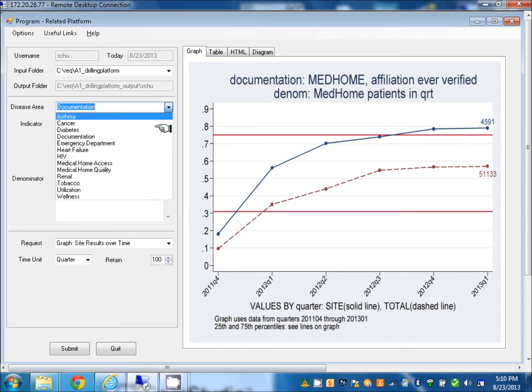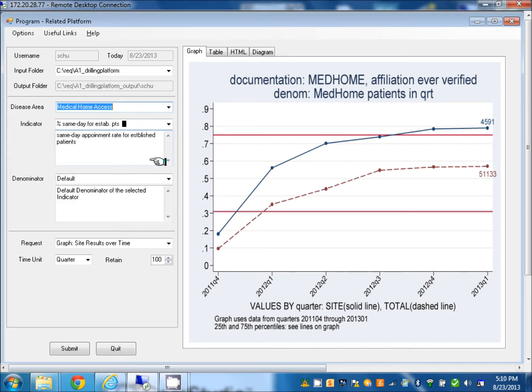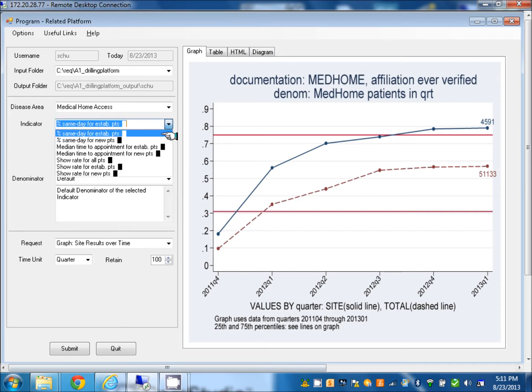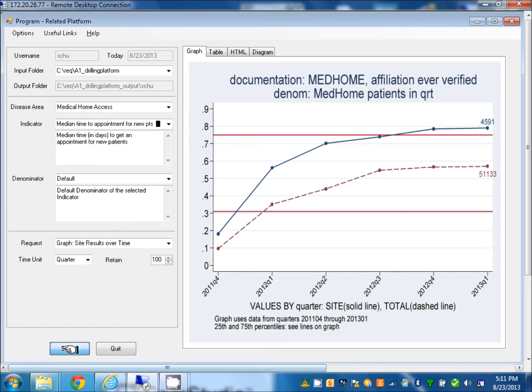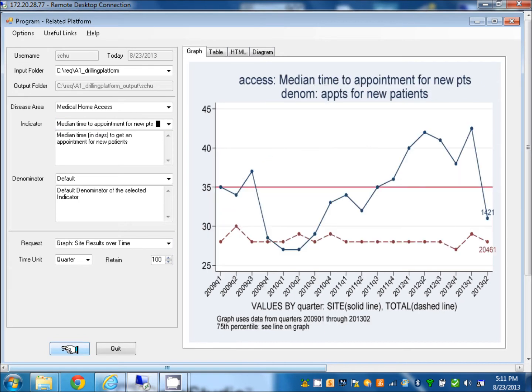The medical home access section includes measures concerning wait times for appointments and appointment kept rates. Among the measures, for example, is the median wait time for a new patient appointment in the medical home clinics. Over the past 3 years, the wait time for new patient appointments at Lolly Kemp has risen considerably, although the most recent quarter suggests a possible reversal.